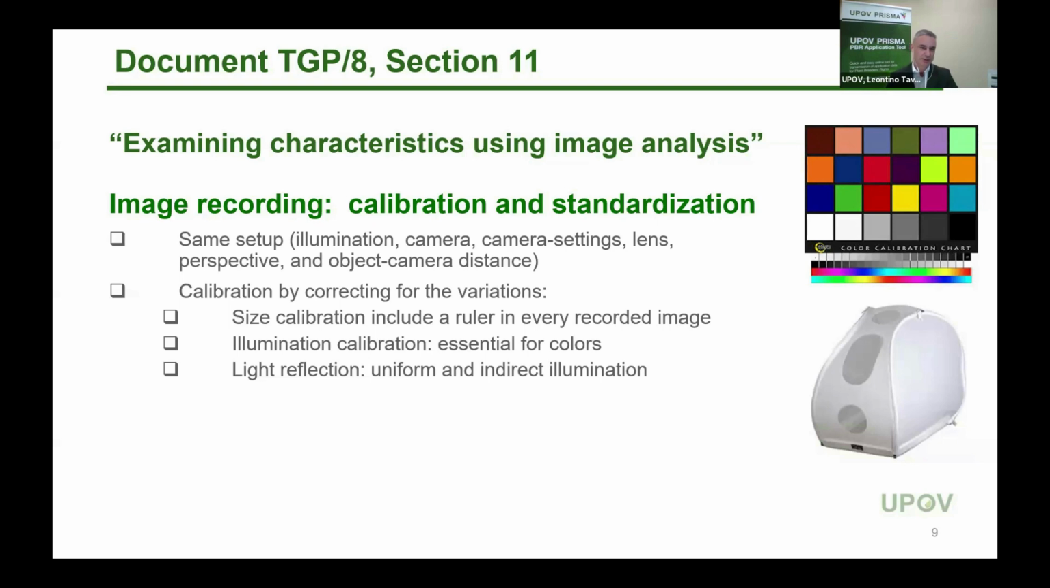and also the different calibration procedures to address, for example, the calibration of size, the illumination, and even to deal with light reflection, such as when you assess the color of a glossy or shiny fruit. And to the right-hand side of this image, you have the standards for calibration on color, for example, and also a tent that is used to provide indirect lighting.